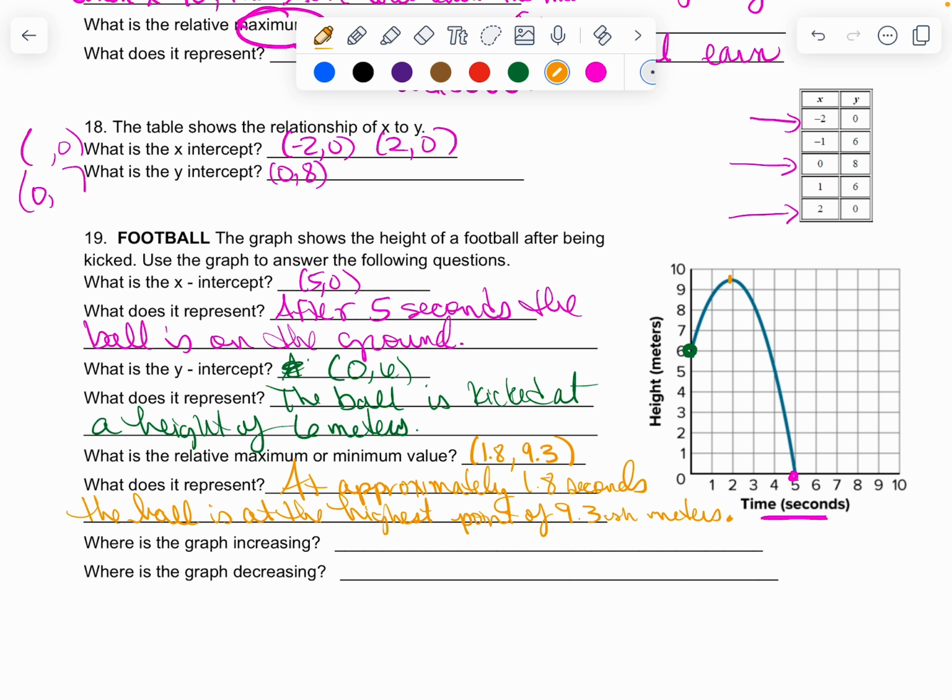Where is the graph increasing? So we're talking about increasing. So this part right here, the graph is going up. We're going left to right, it's going up. So x is greater than 0, but less than approximately 1.8. So it's between here.